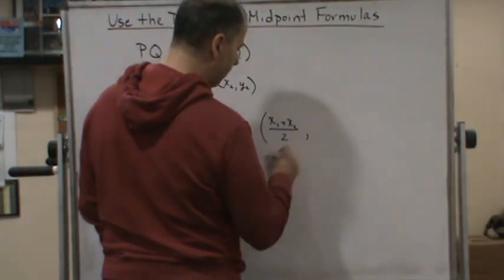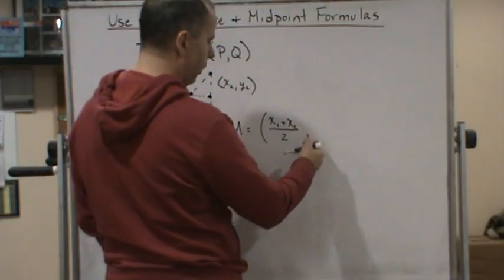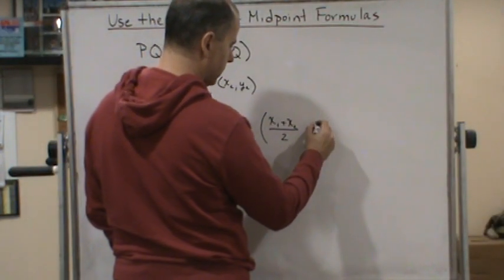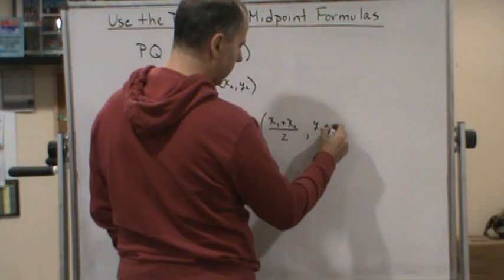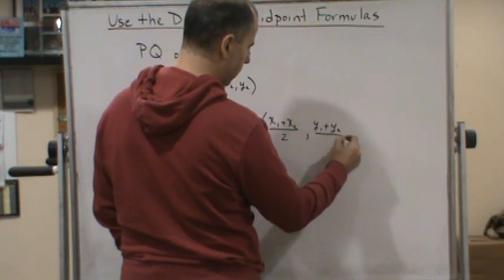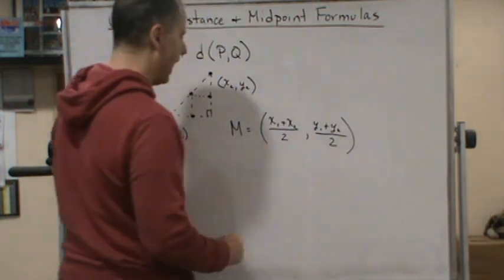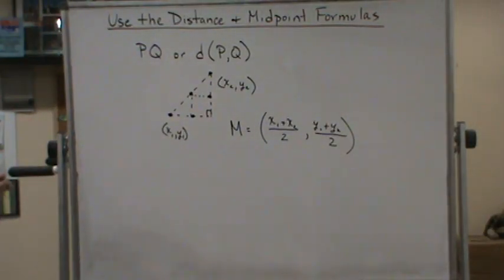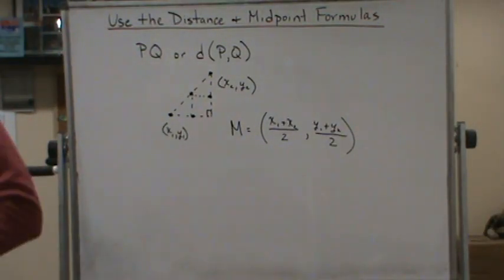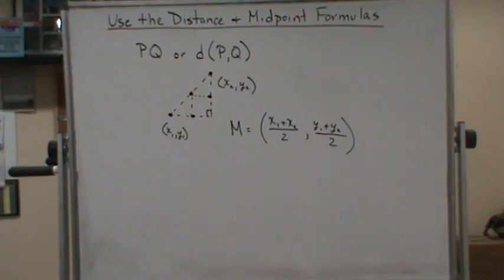And then comma, right? Now for the y coordinate for the midpoint, it's going to be y1 plus y2 divided by 2. And that is the midpoint formula. Okay? Just make sure you understand that it's a point, not just one number.